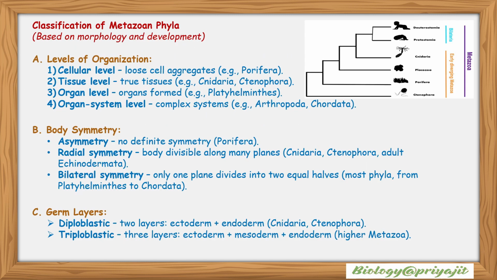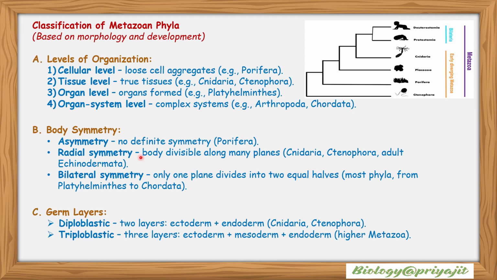Classification of Metazoa phyla based on morphology and development. Levels of organization: cellular level, loose cell aggregates, for example Porifera; tissue level, true tissues like Cnidaria, Ctenophora; organ level, where organs are formed, for example Platyhelminthes; organ system level, that is complex systems found in Arthropoda and Chordata.